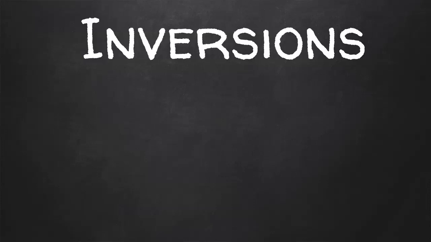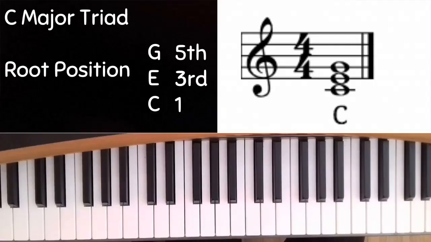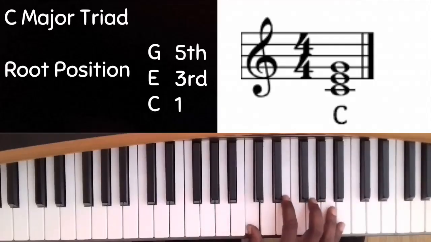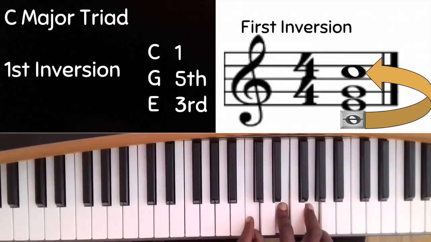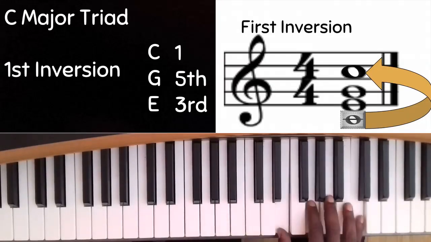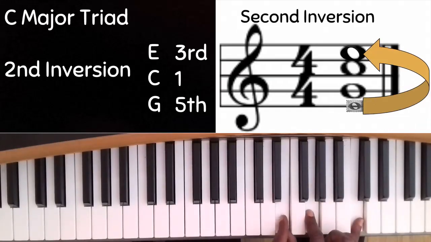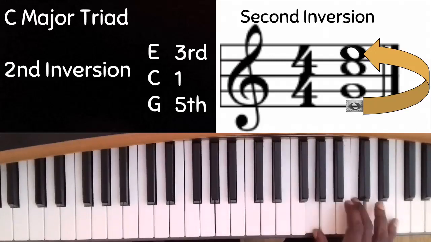Why? Because we're going to be working with inversions. Inversions are extremely important. Now let's look at how to make an inversion first. Let's take a C triad. This is root position C, and now let's invert it by taking the bottom C and putting it on top. This is our first inversion. Then we can move this E up to the top. This gives us our second inversion.